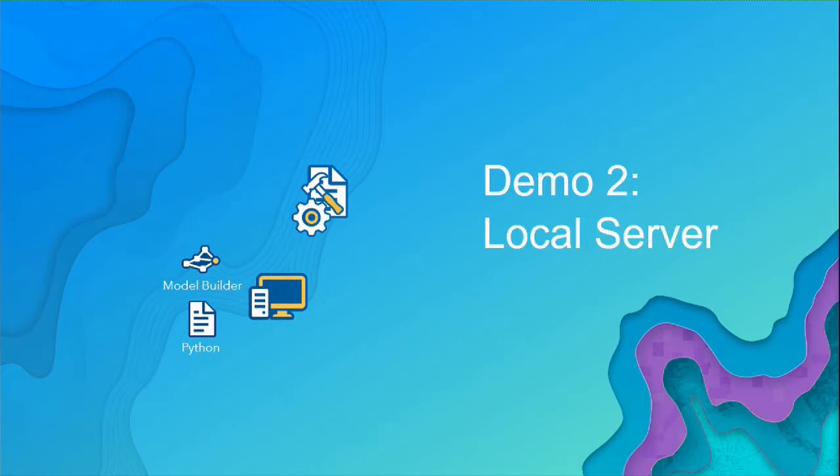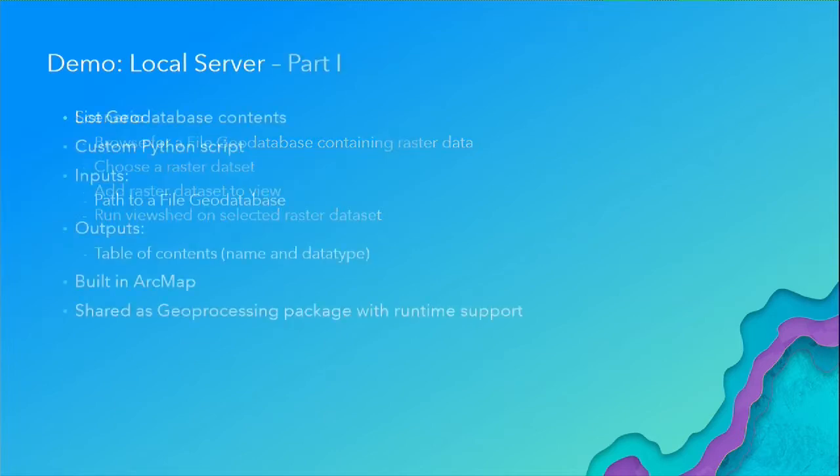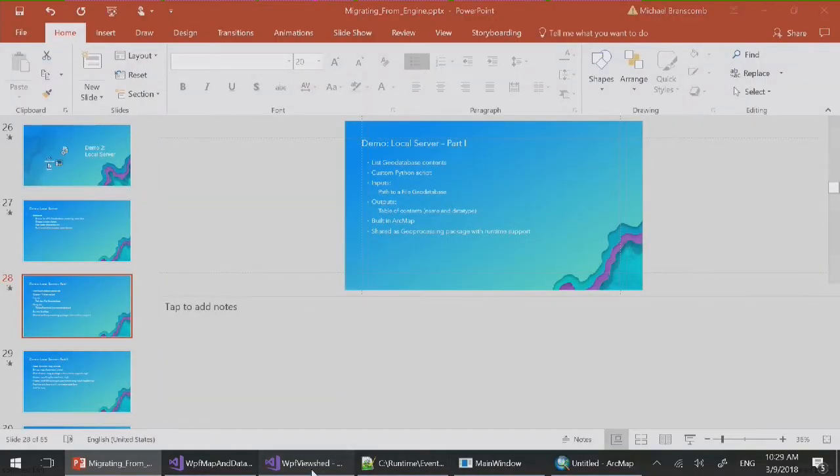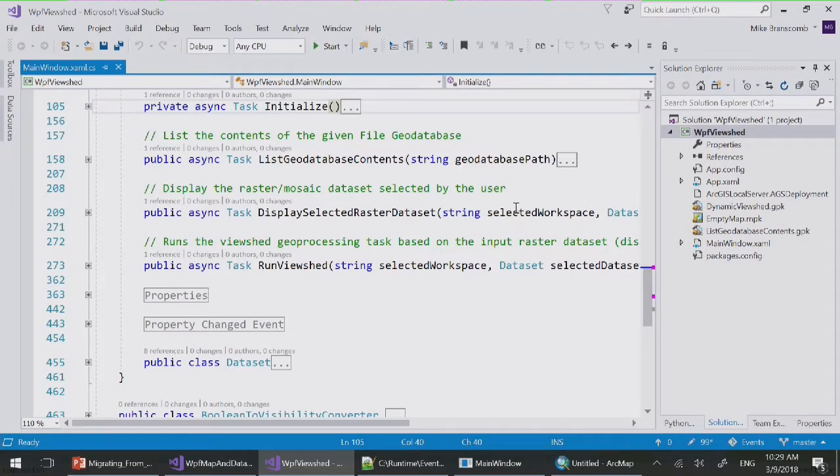Okay, and then I've got another demonstration here of again using the ArcGIS Runtime local server to take some of those same concepts and apply those in a slightly different workflow. So the scenario here is I want to browse for a file geodatabase containing some raster data, choose that raster dataset, add that to the view, and then actually run a viewshed on that selected raster dataset. So let's take a look at that in action.